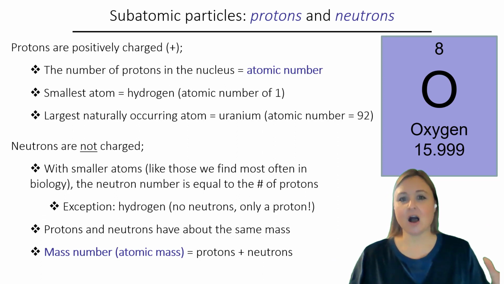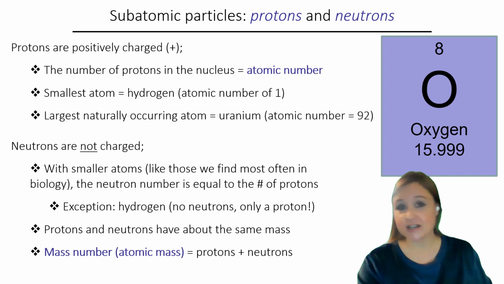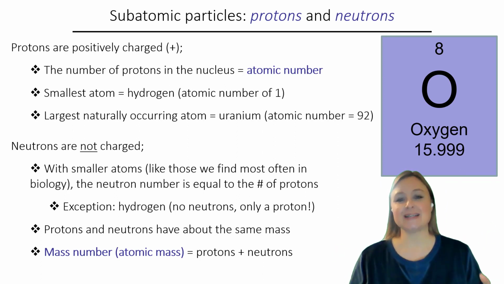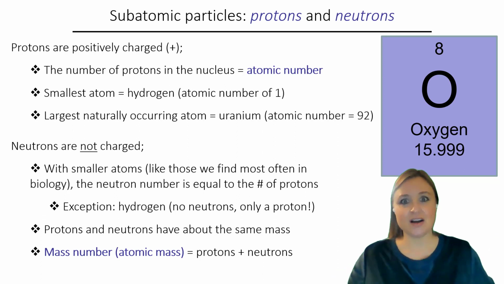Now, here's the deal. Oxygen will always have 8 protons. Okay, it might have some extra electrons. It might end up with some extra neutrons in different situations, but it will always have 8 protons because that's what it is to be oxygen. Okay, so an atom of oxygen is always going to have 8 protons. If it has 7 protons, well, now it's not oxygen anymore.